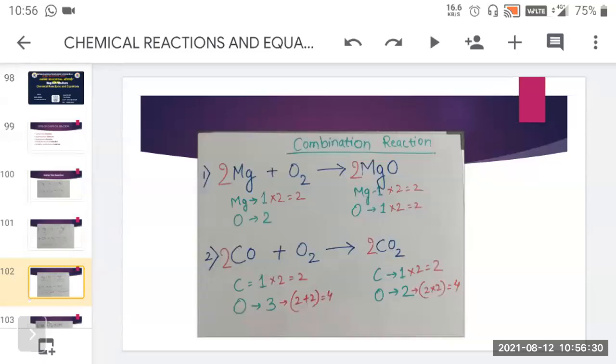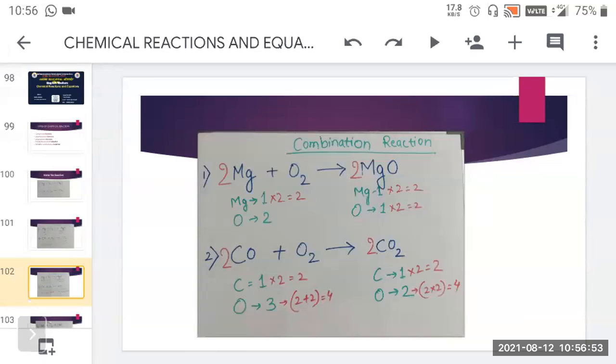Now see here, CO2 is there. Now oxygen is 2 and here the coefficient is also 2. So 2 multiplied by 2 will become 4. So here 4 oxygen, and carbon becomes 2. So now, on the left hand side, carbon has become 2, so we will add coefficient 2 in front of the CO.